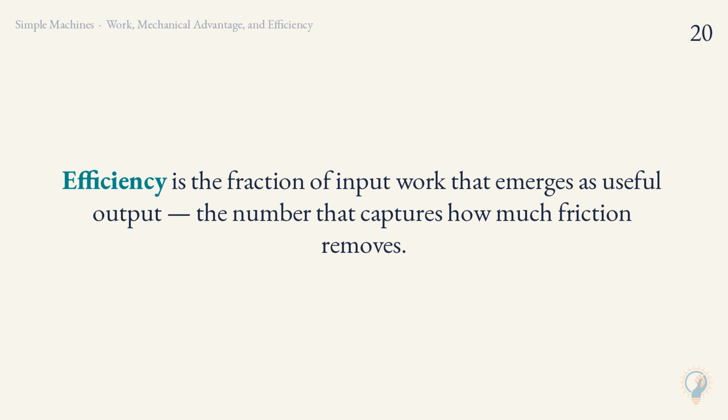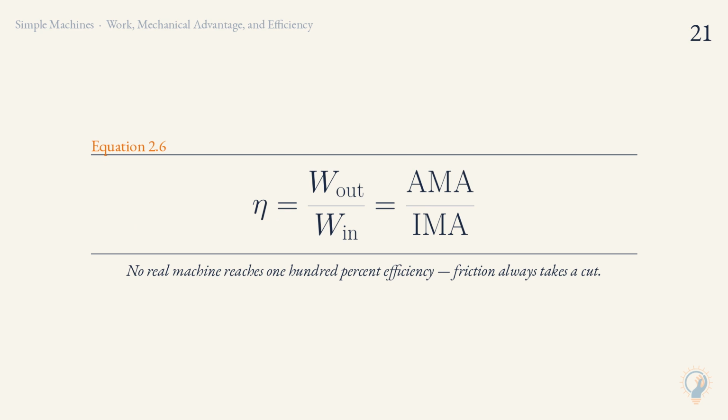Efficiency is the fraction of input work that emerges as useful output, the number that captures how much friction removes. Equation 2.6. Efficiency, eta, equals output work divided by input work, which also equals AMA divided by IMA. No real machine reaches 100% efficiency. Friction always takes a cut.